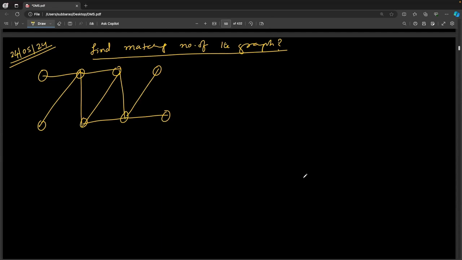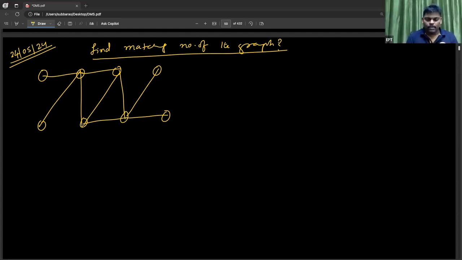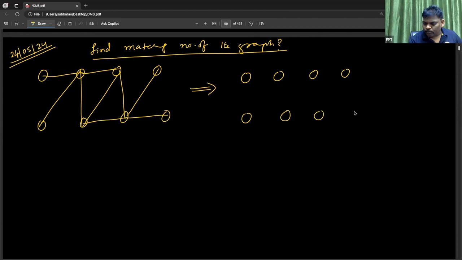Yeah, I'm giving the answer. I hope everyone tried. So let me try this. You know very well matching means every person degree is maximum 1. And you have to keep more edges by satisfying that condition.